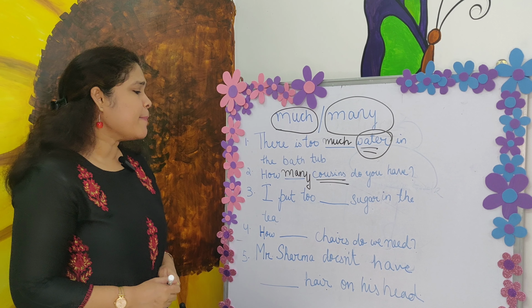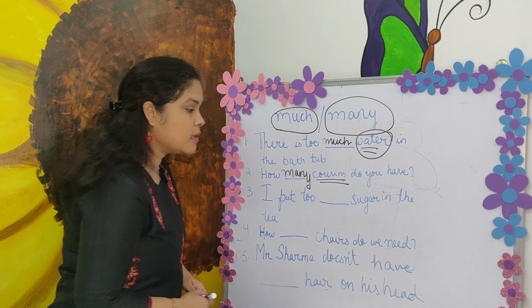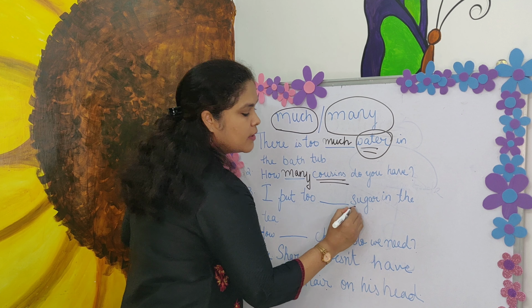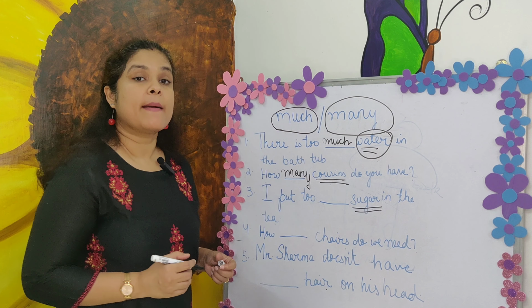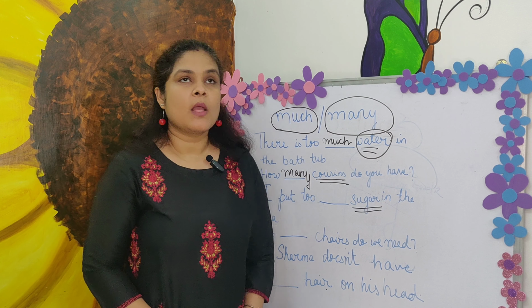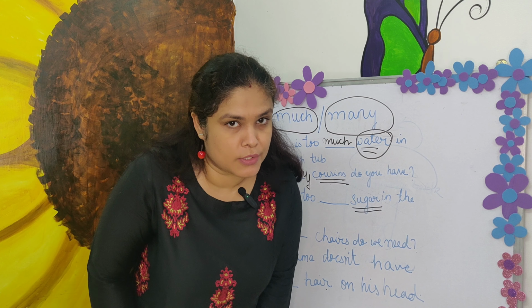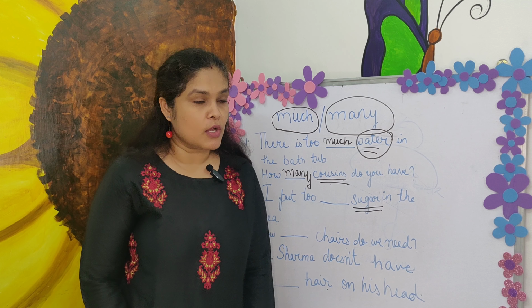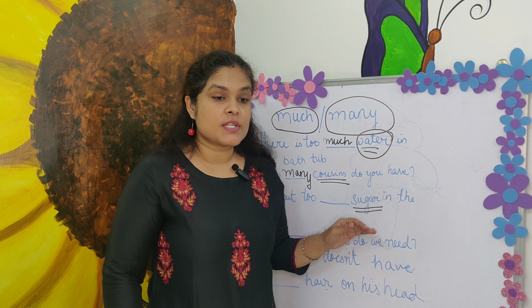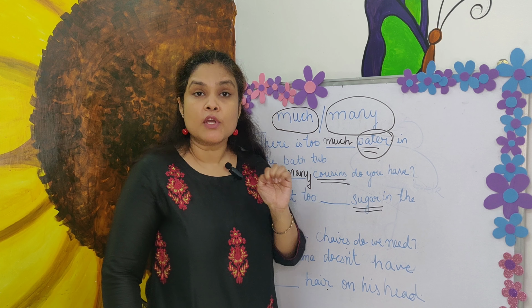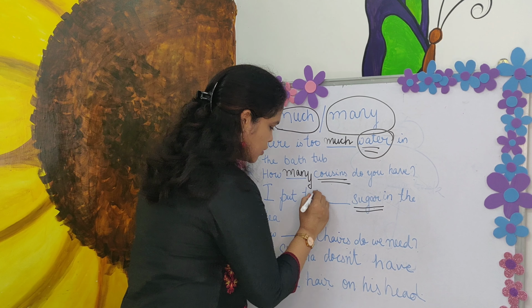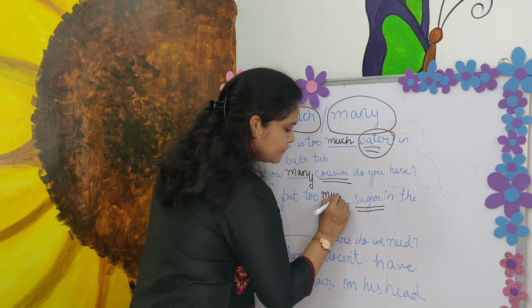The next one, I put 2 dash sugar in the tea. So here we are talking about sugar. Ma'am has not written about a cube of sugar, or spoonfuls of sugar, or a tablespoon of sugar. Ma'am is talking about sugar. Sugar is not countable. You cannot just sit and keep on counting the cubes of sugar for that matter. So in that case, I put too much sugar in the tea.